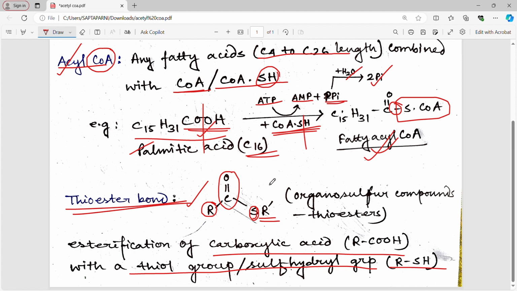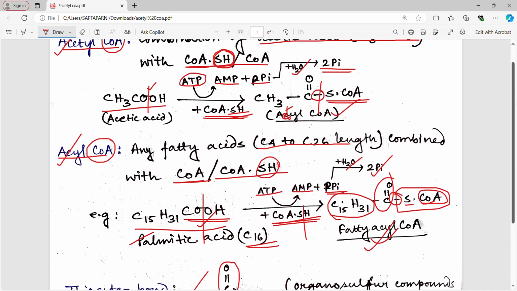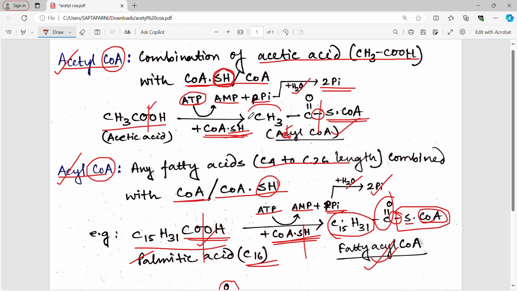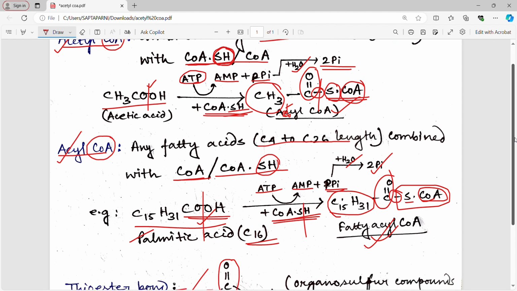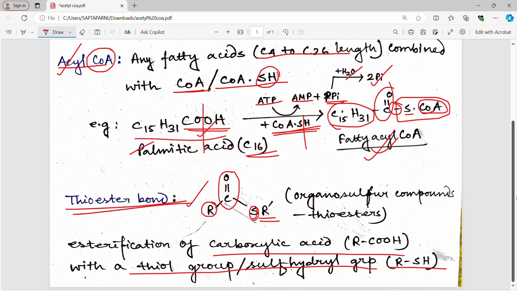So in case of fatty acyl CoA, you can see this is the R group, this is the CO group, this is the S, and this is the R prime group. Similarly in case of acetyl CoA, you can see this is the R group, this is the CO group, this is the S group of coenzyme A, and this is the R prime group of coenzyme A. So this is all about acetyl CoA and acyl CoA, along with the thioester bond.